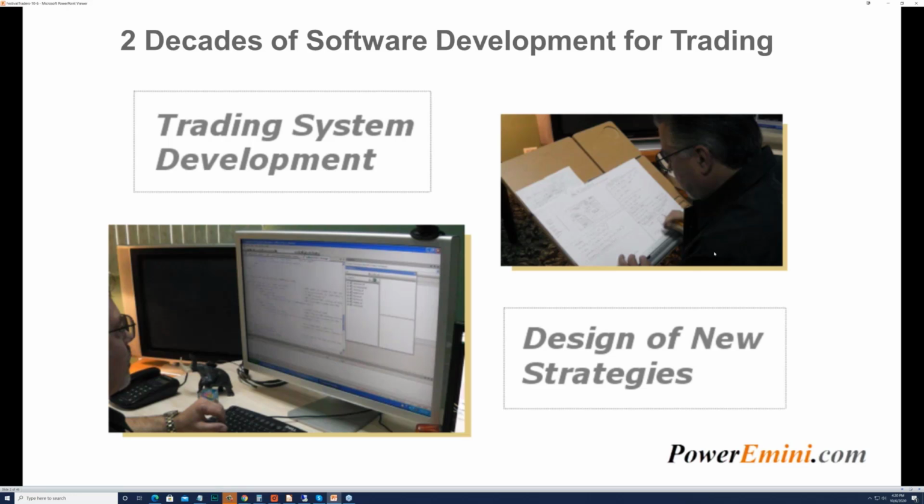That being said, I've transitioned over the years, the last 10 years or so, to only focusing on the markets. I trade my own accounts. I run PowerEmini.com, and as well as continue to develop and research new types of strategies for trading.